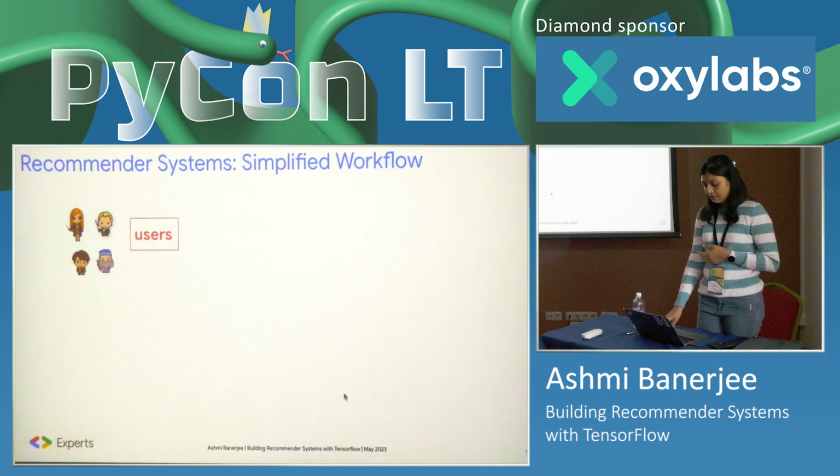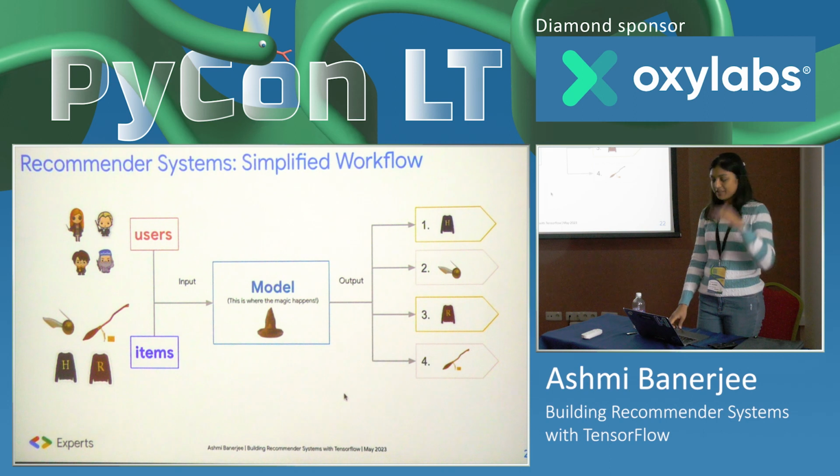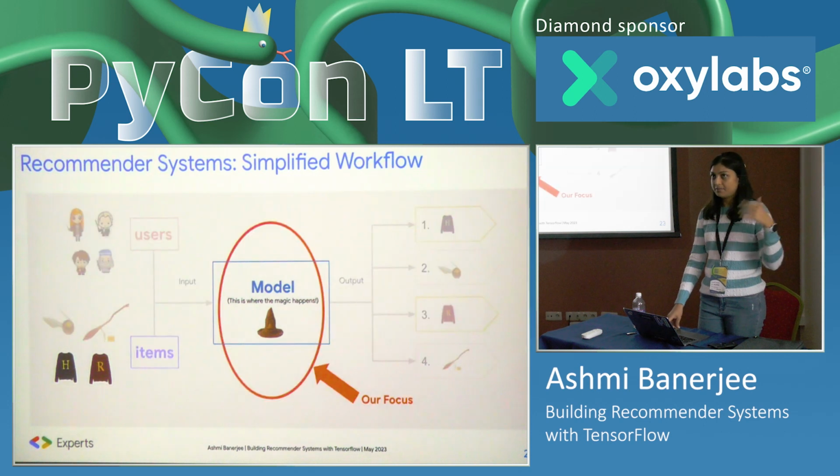So the simplified workflow looks somewhat like this. You have the users, you have the items, and these are fed as input to a model where the magic happens. And finally, you get a ranked list of results according to the preferences of the users. Users here can be a single person or also a group of users. But our focus here is basically the model, where actually the magic happens.